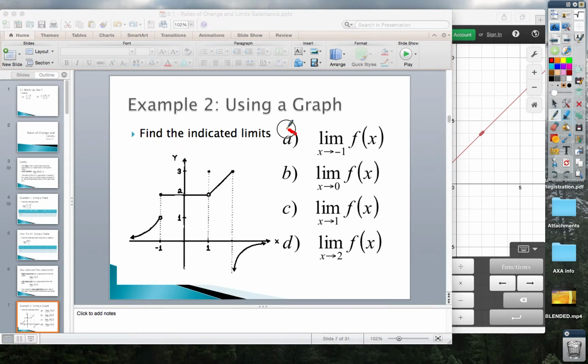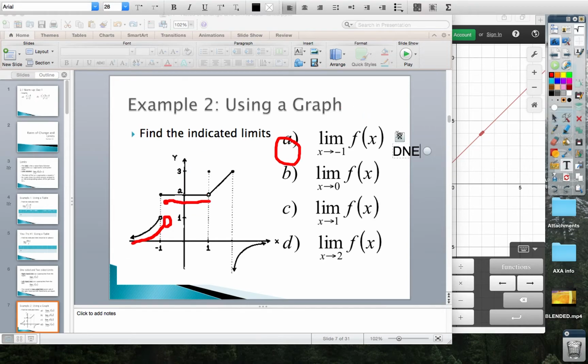Now, for part A, it says find the limit as x approaches -1 of f of x. So let's put a point at -1. Now you'll notice from the left side, it's approaching -1, but it actually stops right at the y value of 1. When we come in from the right side, it's approaching 2, or the y value is at 2. So therefore the limit here at -1 does not exist.